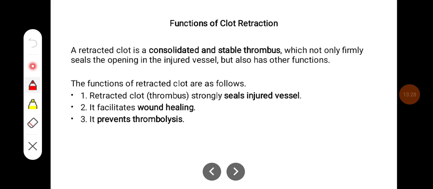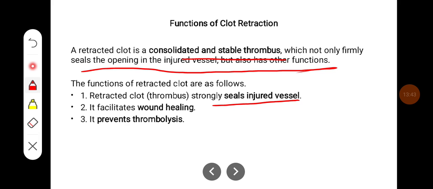A retracted clot is a consolidated and stable thrombus which not only firmly seals the opening of the injured vessel but also has other functions. Okay, so this strongly seals the injured vessel. It also facilitates wound healing and it prevents thrombolysis.